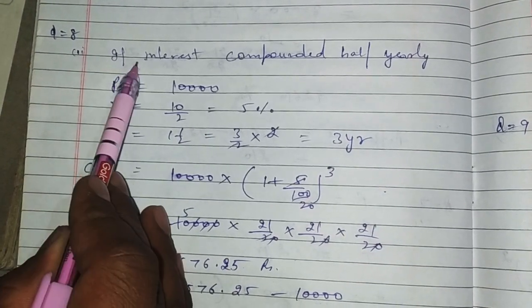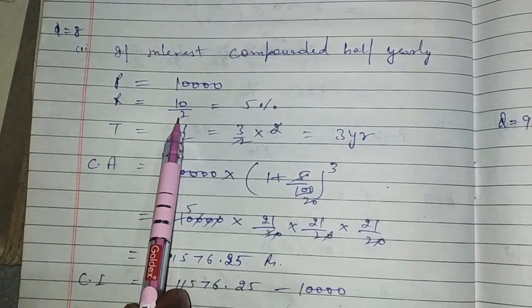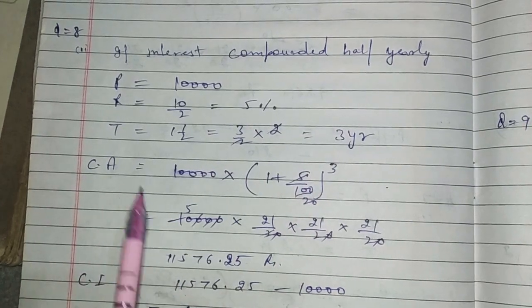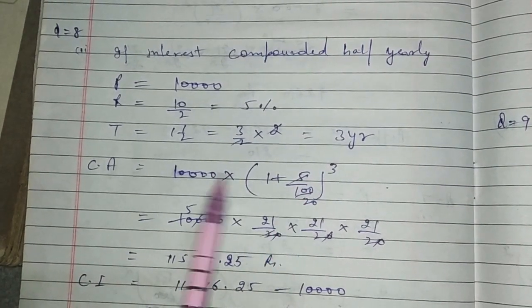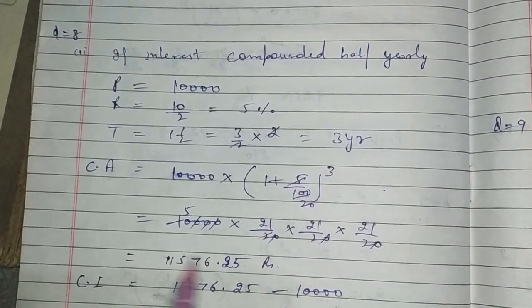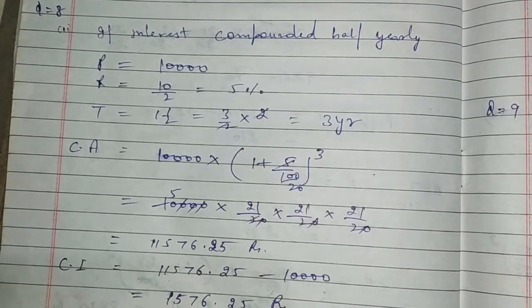The first case is if interest is compounded half yearly, then you will divide R by 2 and multiply time by 2, that is 3 years. So compound amount is, put the respective values in the formula, you will get this. Now compound interest is, subtract principal, you will get this.